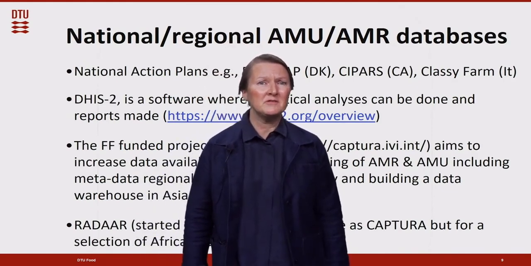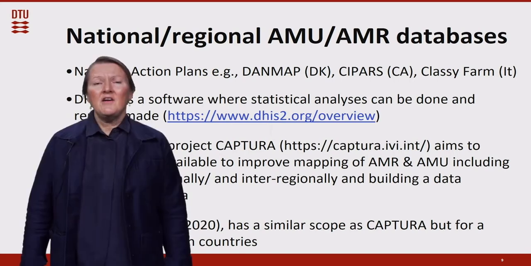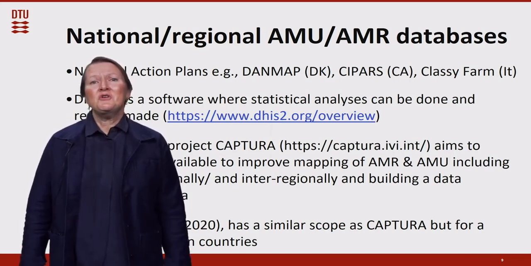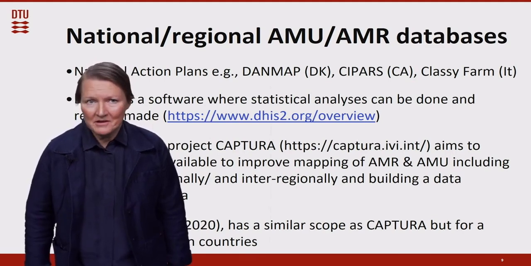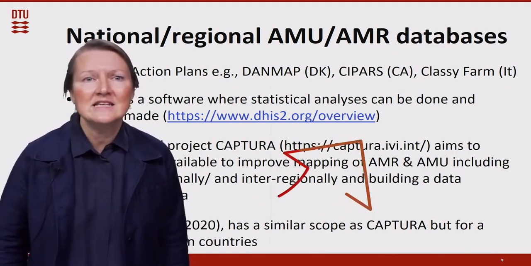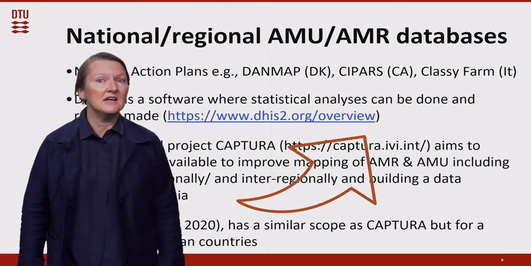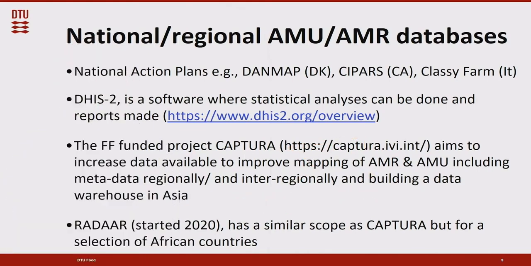As a part of the National Action Plan, in some countries there are advanced databases for both antimicrobial resistance and antimicrobial usage. We have already seen the example of DANMAP from Denmark. There are also other examples such as CIPARS from Canada and Classyfarm from Italy. Another way of constructing your own national database system could be to use DIGES2, which is a software where you can do statistical analysis, and you could also make nice reports.